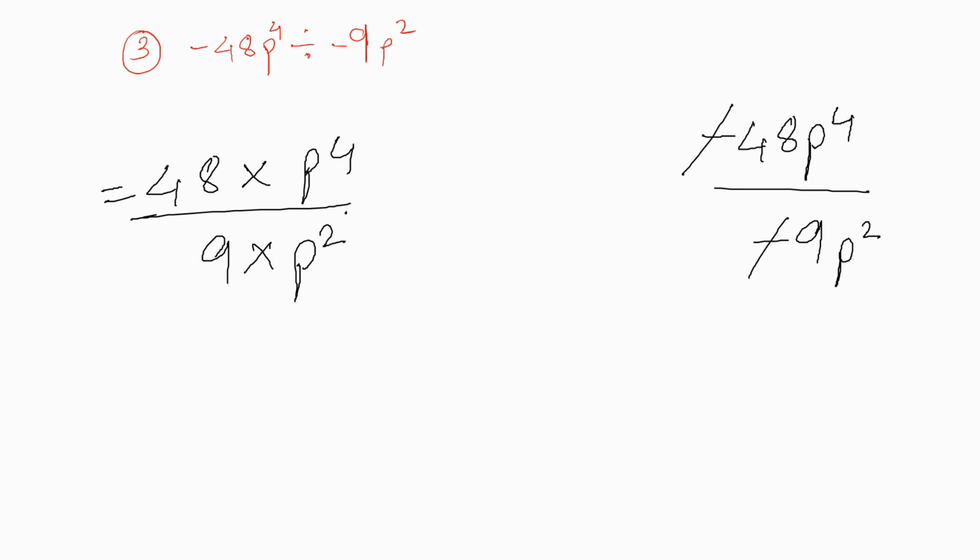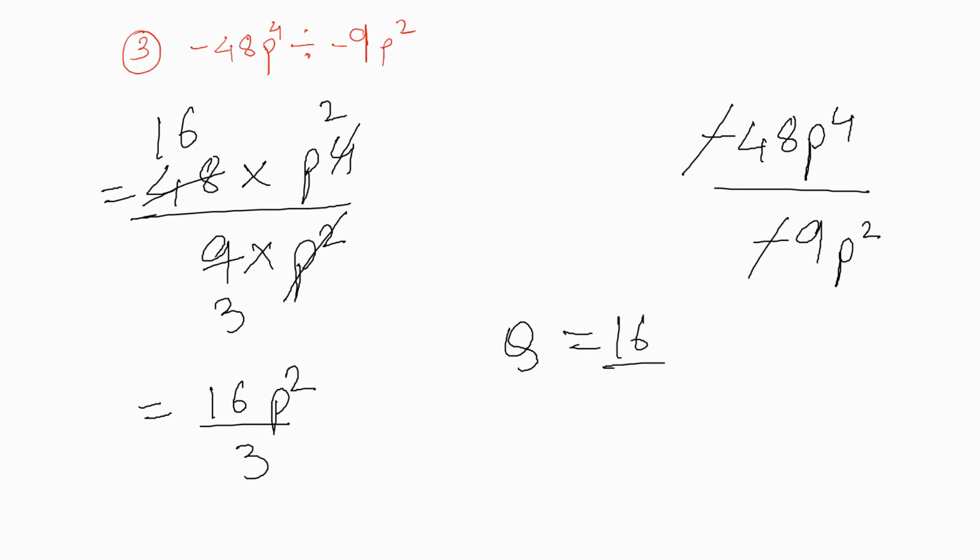So p square from the denominator and p square from the numerator will get cancelled off, and in the numerator you'll be left with just p square. And 48 and 9 we can reduce. So we know 3 threes are 9, and 3 into 16 is 48. So it would get cancelled by 3, and you'll be left with finally 16p square upon 3. So from here we can directly say that our quotient is 16 upon 3 p square, and your remainder would be 0.